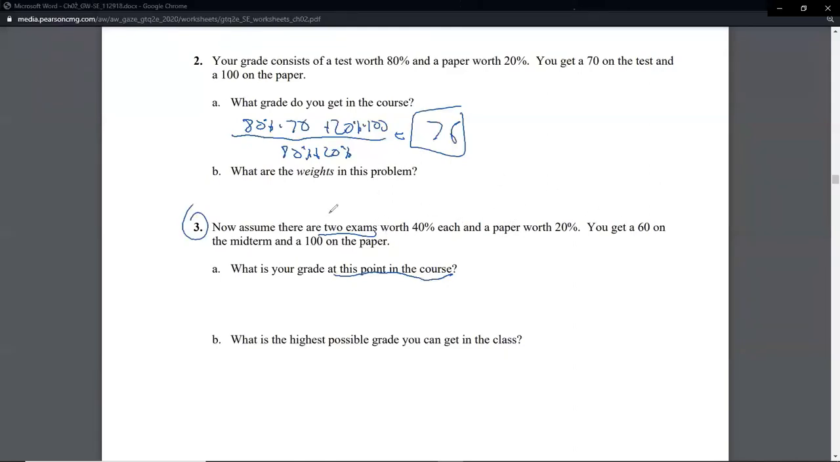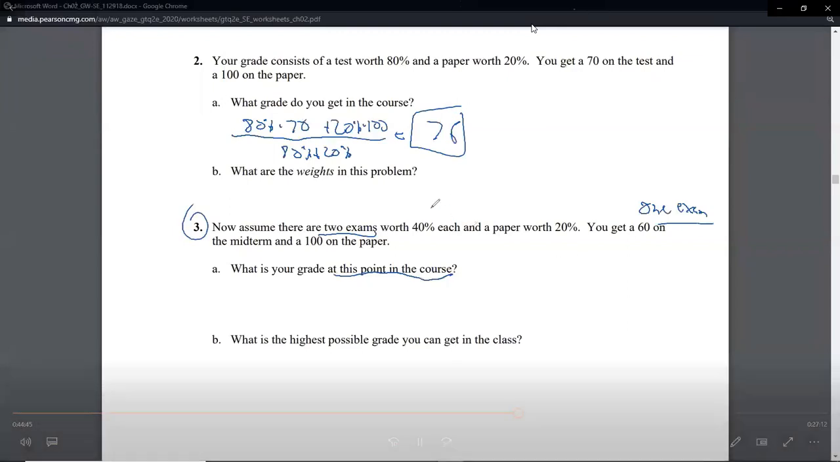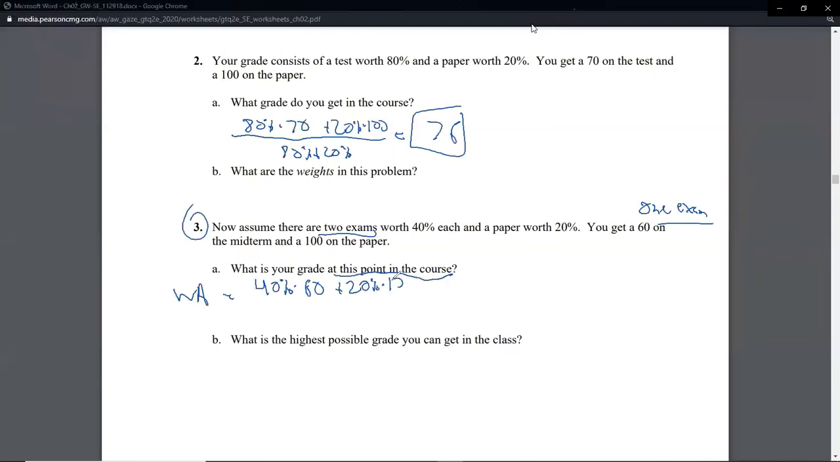Distractions. So we only have 1 exam so far. So we're not going to have 40 in there twice, we're only going to have it once. So our current weighted average with just these 2 grades, it's going to be the 40% for the midterm times what we got on it, which is a 60, plus we don't do the 40% for the final because we don't have a grade yet, and then it's the 20% for the paper times the 100 we earned, divided by.